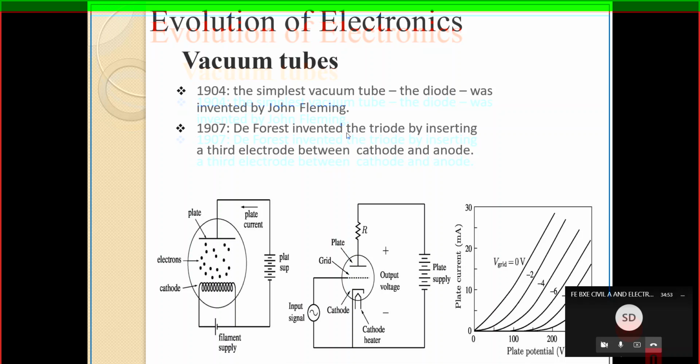Diode means two terminals: one is the P-type, the positive terminal, and the N-type, the negative terminal. Lee De Forest invented the triode by inserting a third electrode. Triode means three terminals: one is the electron source, N-type and P-type material, and one is the plate. He used these three terminals in a vacuum tube.